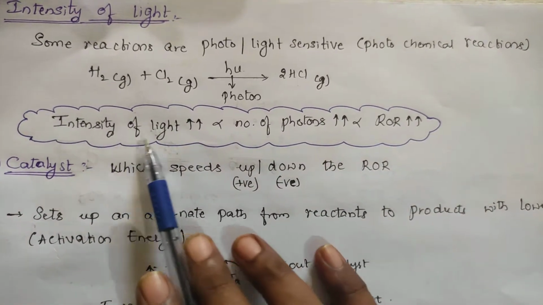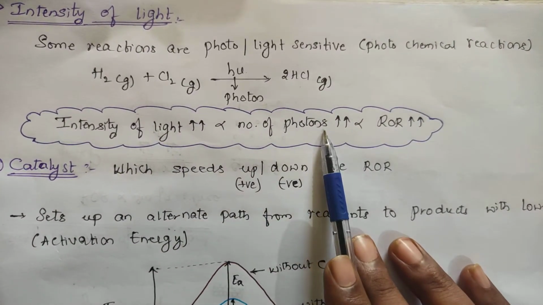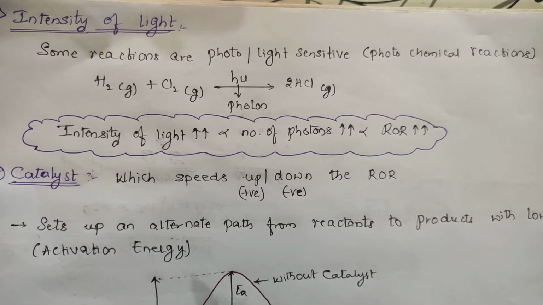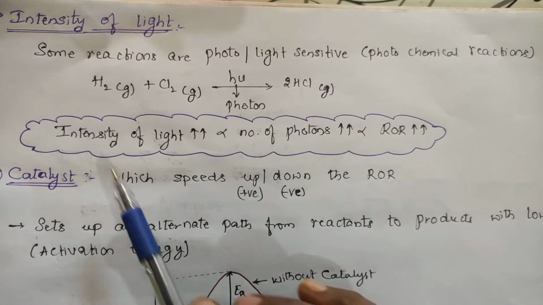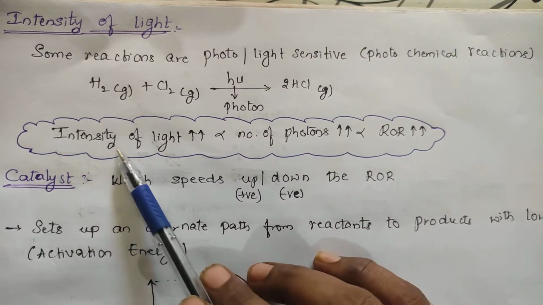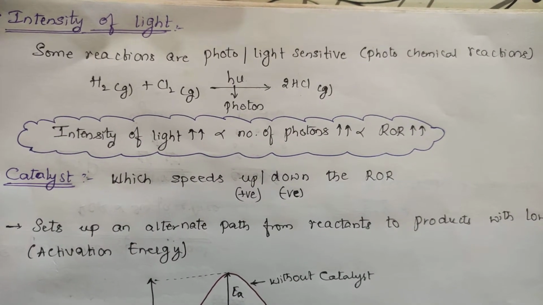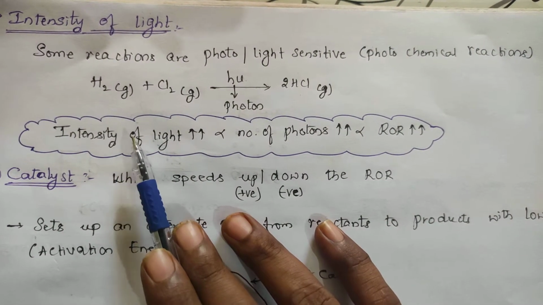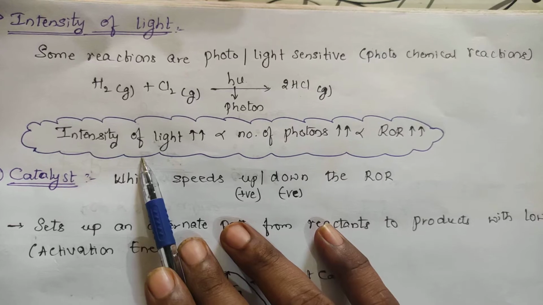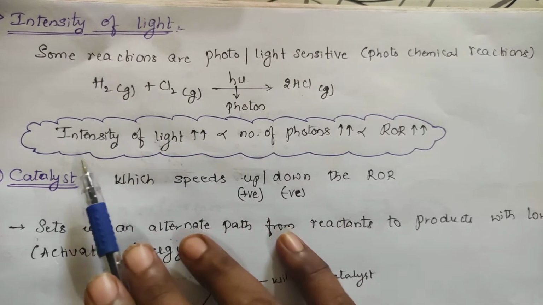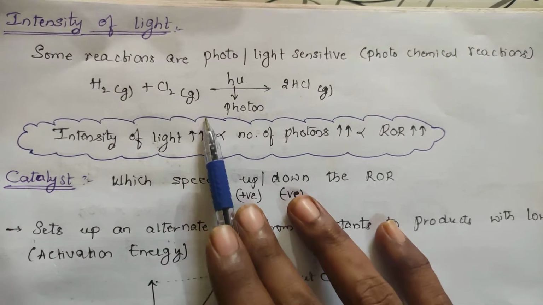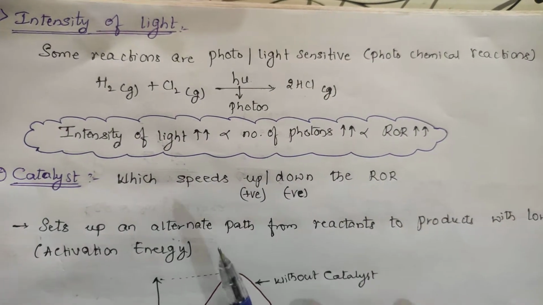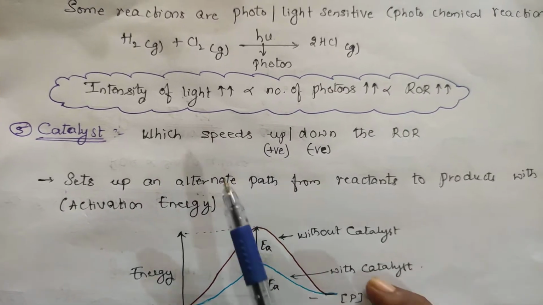So the more the intensity of the light, the more the number of photons, and the more the rate of the reaction. You are not increasing the frequency of the light, you are increasing the intensity, meaning the number of waves: 10 waves, 20 waves, 30 waves. So if you increase the intensity of the light, the number of photons will increase, so that the rate of the reaction increases.